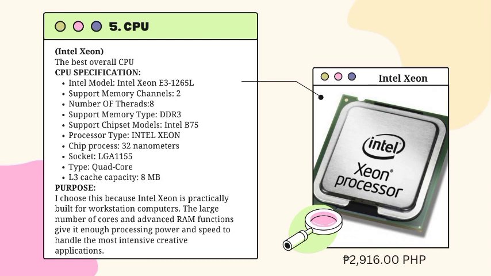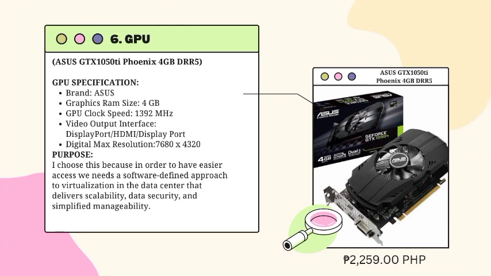Number five is the CPU or the Central Processing Unit. I choose the brand Intel Xeon because it is the best overall CPU. For the specification, I choose this because Intel Xeon is practically built for workstation computers. The large number of cores and advanced RAM functions give it enough processing power and speed to handle the most intensive creative applications. Intel Xeon has a price of 2,916.00 pesos.